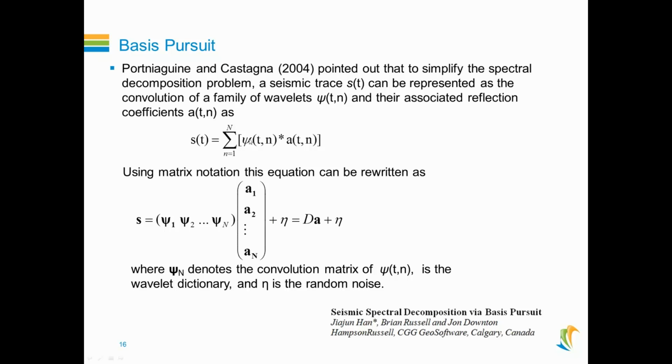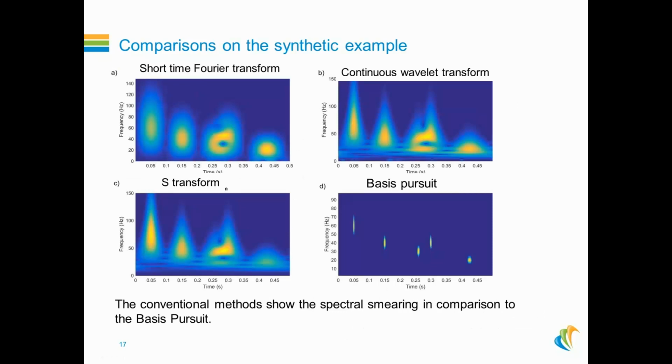So instead of using a single wavelet like we used in wavelet transform, here in basis pursuit we're using a series of wavelets that we are convolving with associated reflections of the trace plus some added noise. So here is an example of the four methods I mentioned compared on the synthetic data. Short time Fourier transform, continuous wavelet transform, S transform, and basis pursuit. So I'm showing time versus frequency variation.